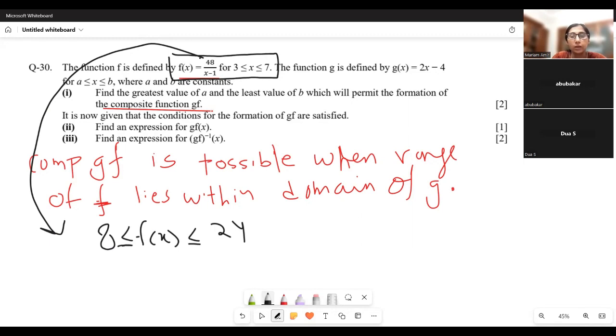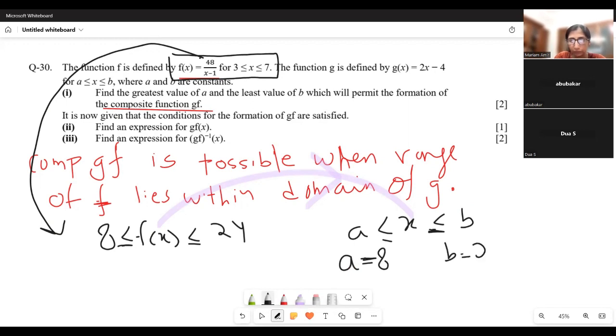This must lie within the domain of g, which is between a and b. So that means a should be 8 and b should be 24. This should lie within this. So that means a has to be 8 and b has to be 24. 8 and 24 are correct answers.